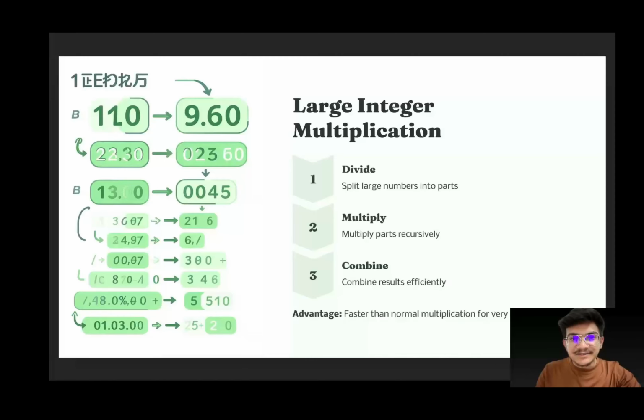Now the large integer multiplication. This method is used for multiplying very large numbers efficiently. First, we divide the large number into smaller parts. Then we multiply those parts recursively. Finally, we combine the results. This approach is faster than normal multiplication for very large inputs.